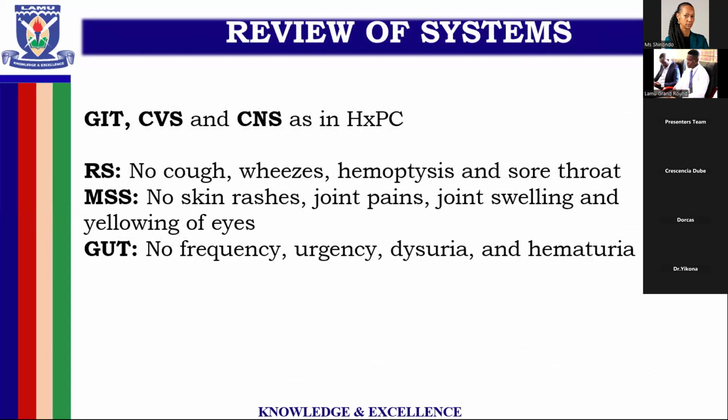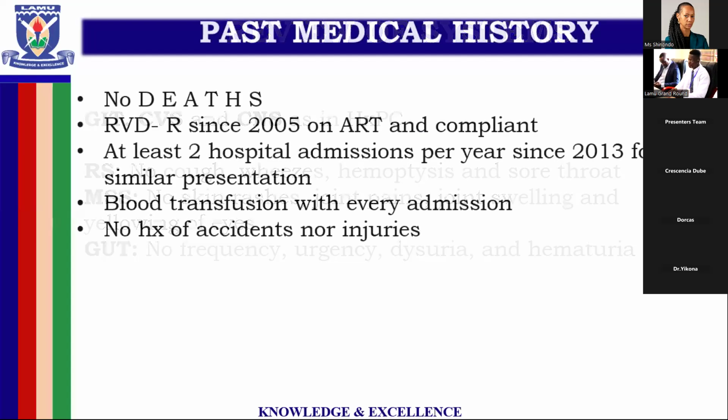On his review of systems, the gastrointestinal tract, the cardiovascular system, and central nervous system were as in the history of presenting complaints. There were no coughs, no wheezes, no hemoptysis, or sore throat on the review of his respiratory system. The musculoskeletal system showed that there were no skin rashes, no joint pains, no joint swelling, and no yellow eyes. In his genitourinary tract, there was no frequency, urgency, or dysuria, neither was there hematuria.